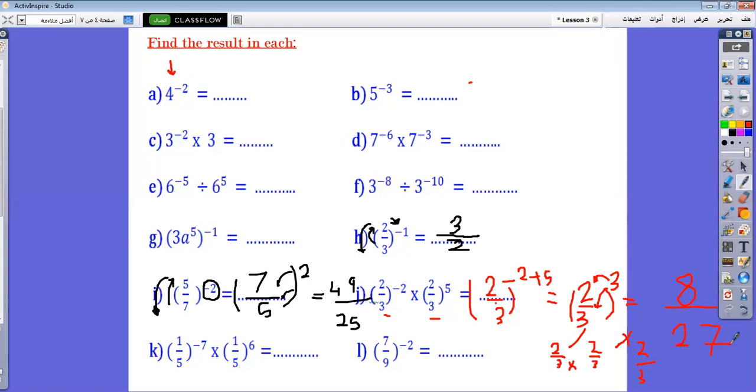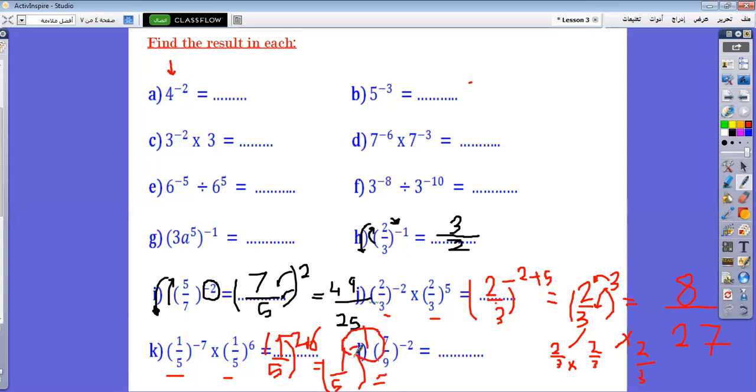Number K, 1 over 5 all power negative 7 multiplying by 1 over 5 power 6. You have here the same base, which is 1 over 5. Okay, since we are multiplying, we will add the powers. Negative 7 plus 6. Sorry for the handwriting. So it will be 1 over 5 all power negative 7 plus 6 equals negative 1. So the answer will be 1 over 5 power negative 1.